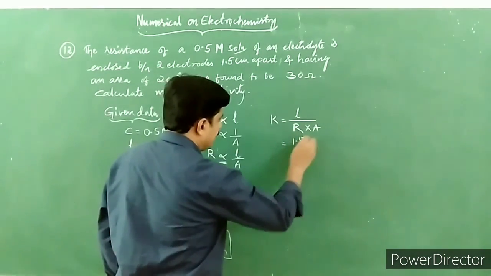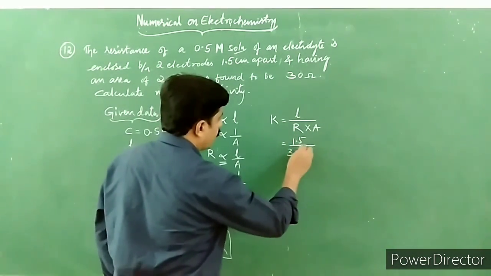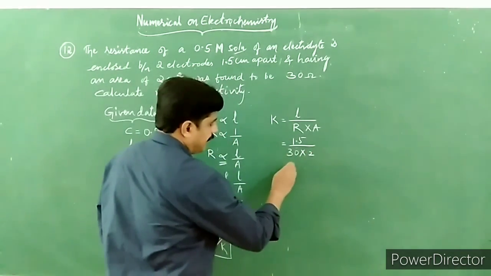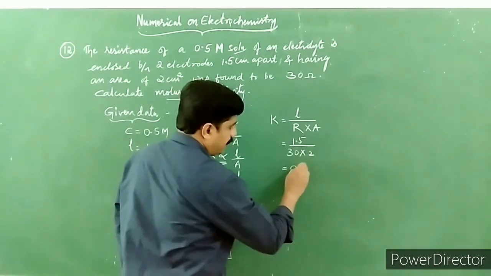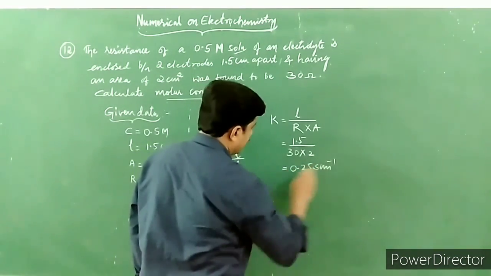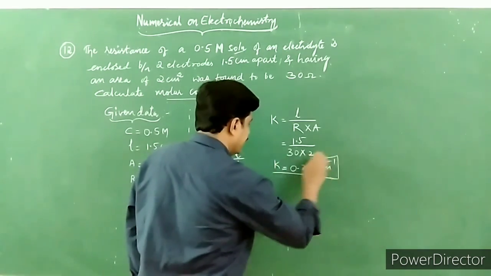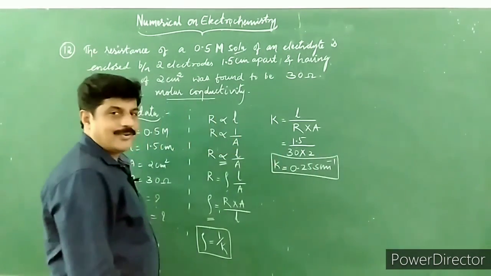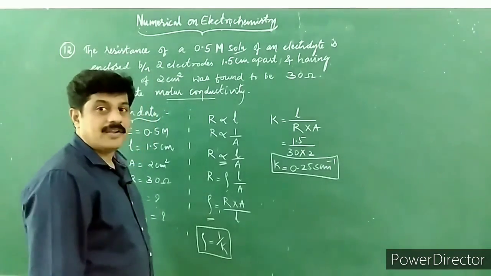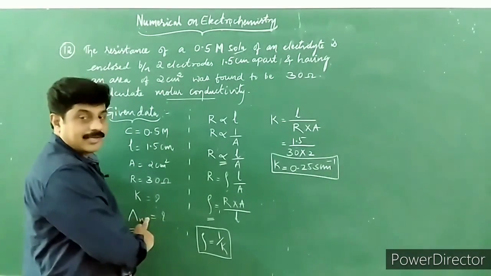1.5 centimeter apart. Resistance is given 30 ohms and area of cross section is given how much? 2. Children, if you simplify, you are going to get 0.25 Siemens per centimeter. This is what? Conductivity. Children, once you find out conductivity, now I can go for finding out molar conductivity.